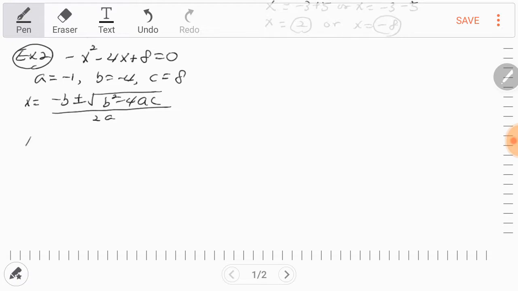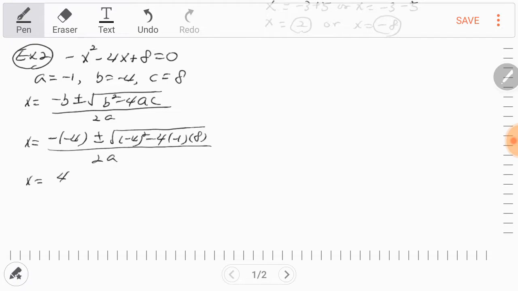Alright, then x equals negative b. So negative b is negative 4. Why don't we protect the negative 4, the number, within the parentheses? Plus or minus square root of b squared, negative 4 squared, minus 4 times a, which is negative 1, times c, which is 8, over 2a.